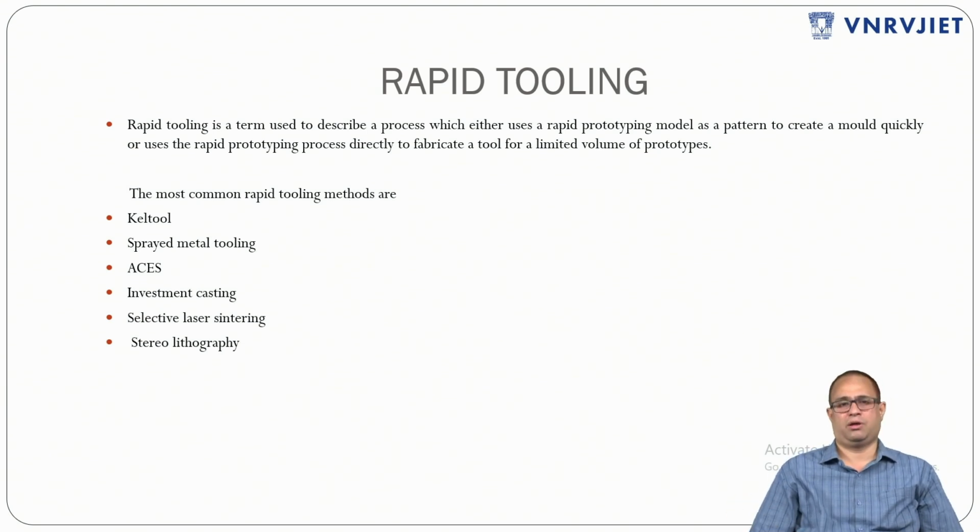So what are the different methods of rapid tooling? As you can see, there is the cast tool process, sprayed metal tooling, ACES tooling, investment casting, selective laser sintering, and stereolithography. These are the common methods used for rapid tooling.